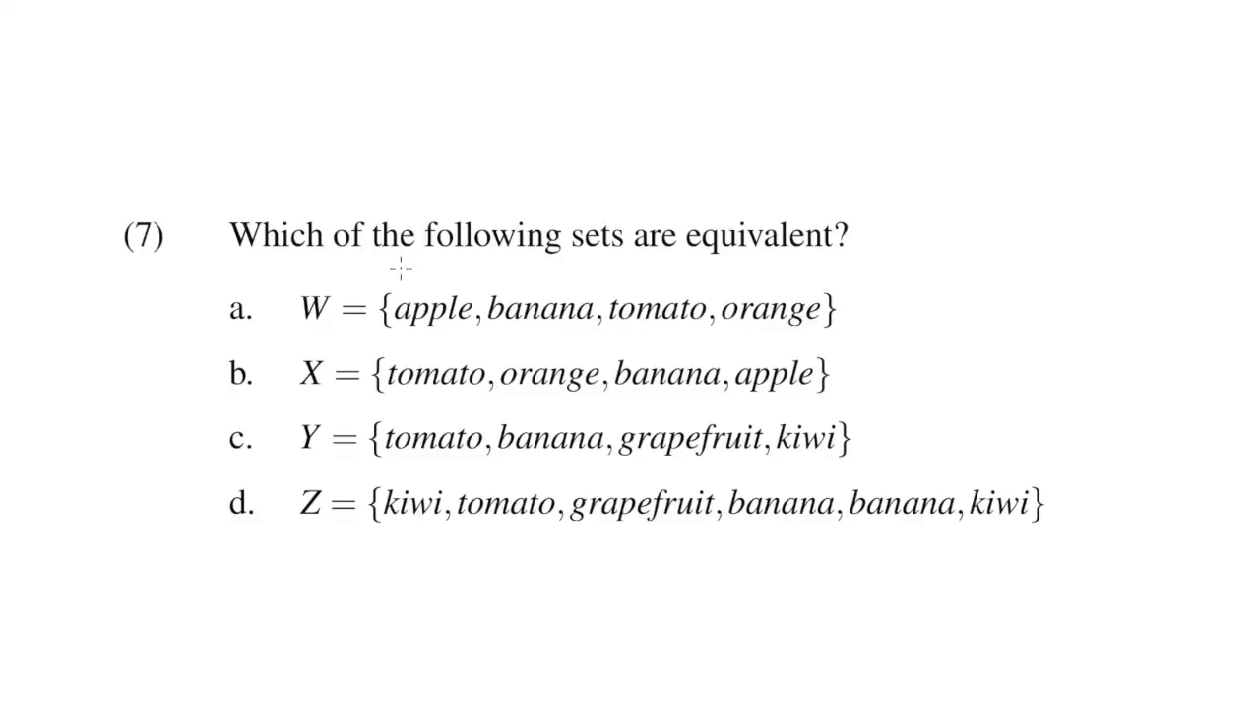So now we've talked about that, here's a question for all of you. Which of the following sets are equivalent? So we've got 4 sets here. We've got W, X, Y, Z. W is the set containing apple, banana, tomato, and orange. X is the set containing tomato, orange, banana, and apple. Y is the set containing tomato, banana, grapefruit, and kiwi. And Z is the set containing kiwi, tomato, grapefruit, banana, kiwi. Okay, so write in the comments what you think the answer is and tell us all how you worked it out.